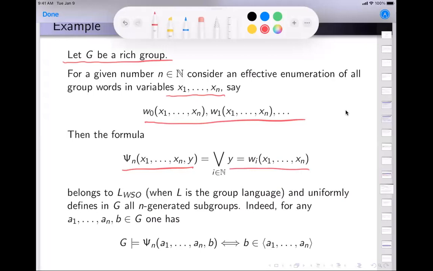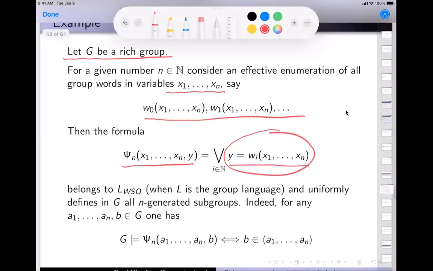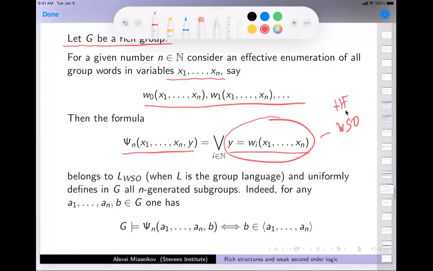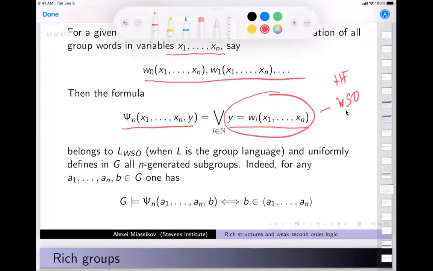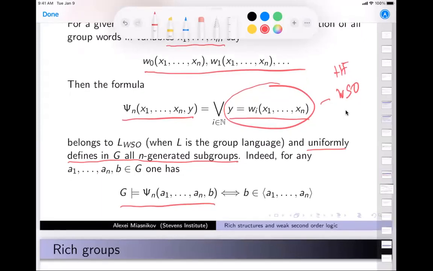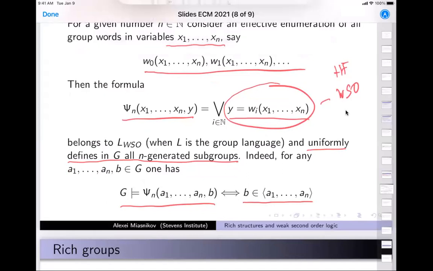Since the enumeration is effective, this set of formulas is a computably enumerable set, so it's arithmetic. So this is a formula of our fragment, which is equivalent to a formula in HF. Obviously, this formula uniformly defines in G all n-generated subgroups, because it holds in G if and only if y is a word on the generators, some word, so it belongs to the subgroup generated by them. So this gives you a very simple way to do uniform definability of subgroups, if the group is rich, of course.